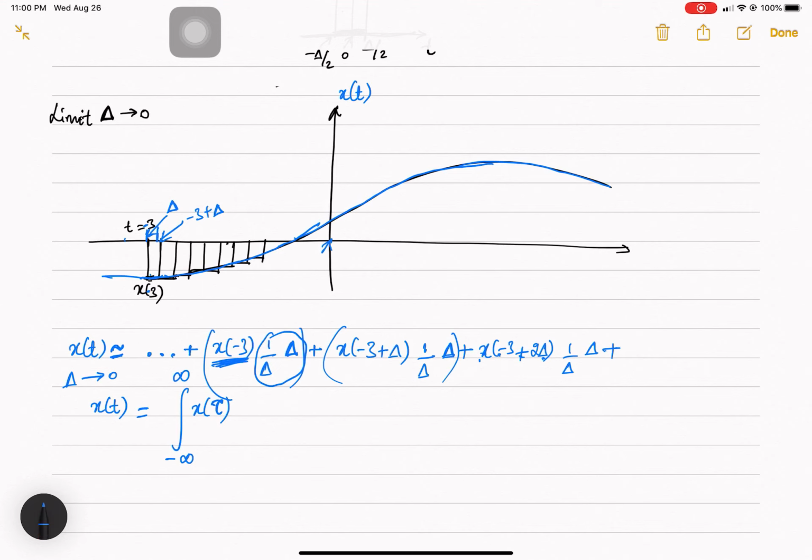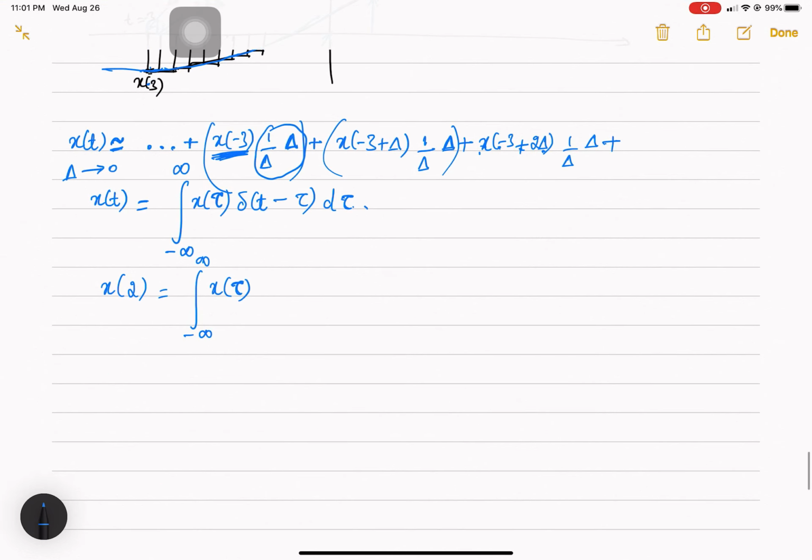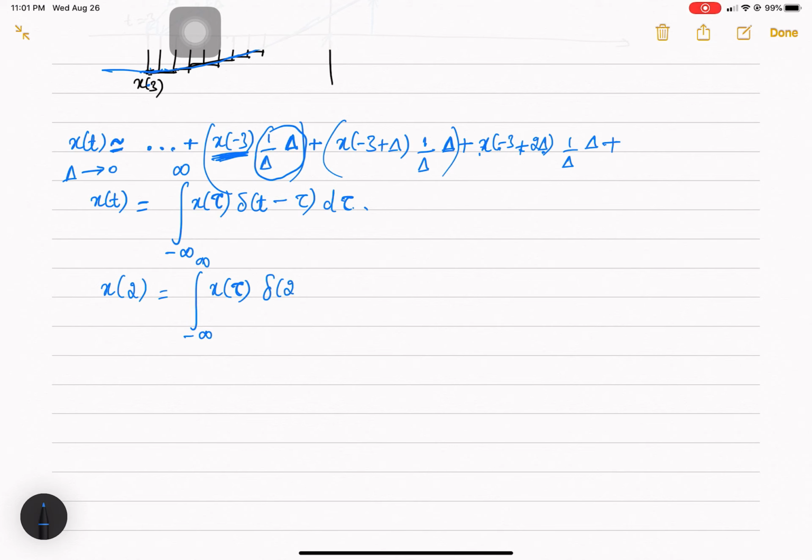So let's find out the value of, let's say, x of 2. Now if you want to find out the value of x of 2, you substitute t equal to 2. This will be equal to the integral from minus infinity to infinity of x of tau. Remember, the variable of integration is tau now. It's a dummy variable or a running variable. Delta of 2 minus tau d tau.